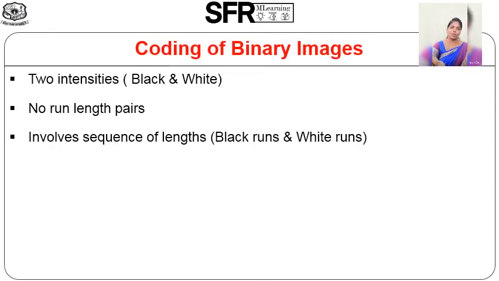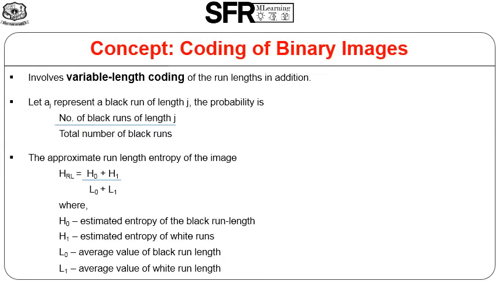So that's the problem. We are going to use this run length encoding concept mainly for binary type images. Binary images involve only black and white, and don't involve any colors. So here we are not having run length pairs; either we have white runs or black runs. That's enough for coding binary images. Here it involves variable length coding for these runs. That is, the run length alone is not enough, so we involve variable length coding in addition to encode these binary images.